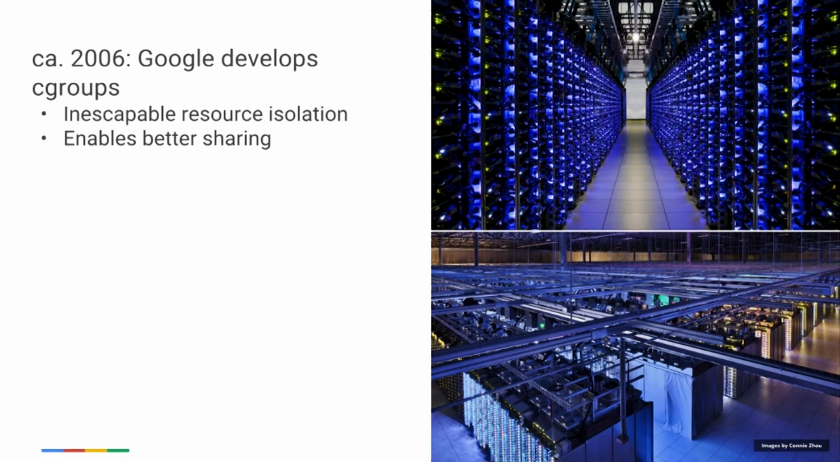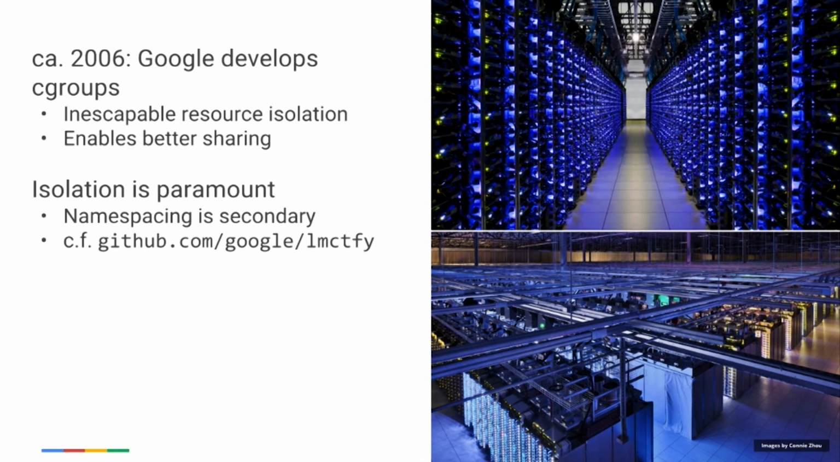2006, Google develops cgroups. Cgroups, or control groups, is a kernel subsystem that lets you provide to the processes a set of inescapable bounds. Unlike process groups, pgroups, which you can actually just step out of if you want to, cgroups are completely non-voluntary. You get put in them and you can't get out of them. And this enables us to do better sharing.